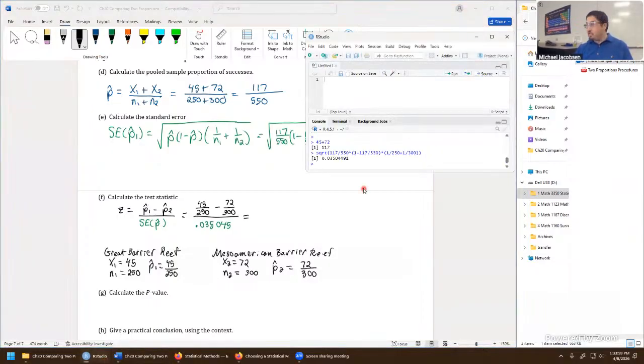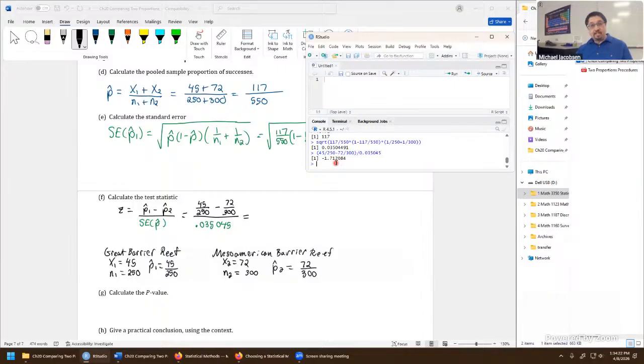But at the end of the day, it's just another calculator operation. Be careful with order of operations. You need a parenthesis for the numerator, 45 over 250 minus 72 over 300. Divide by the prior step value, 0.035045. And that's our number of standard deviations, making it kind of borderline in a certain sense.